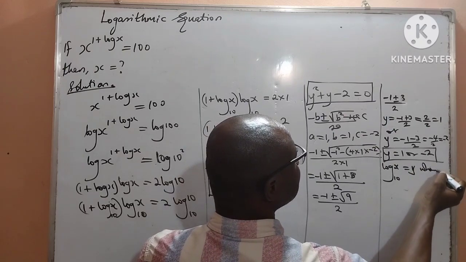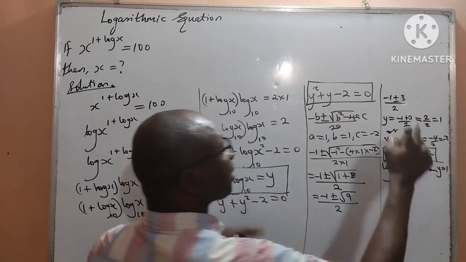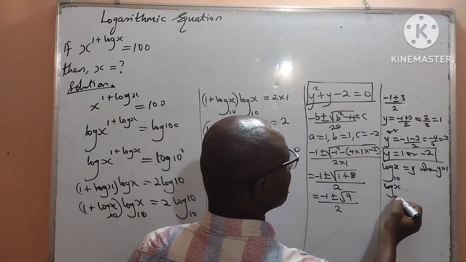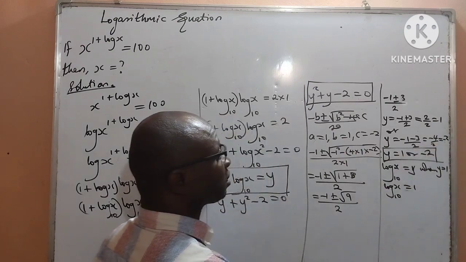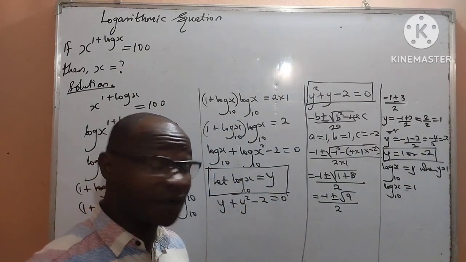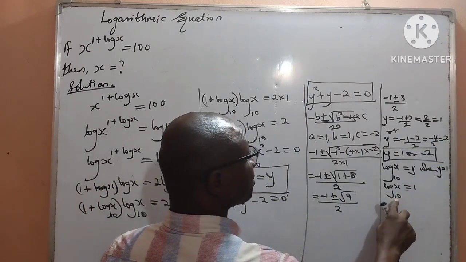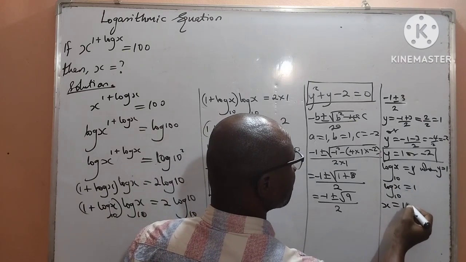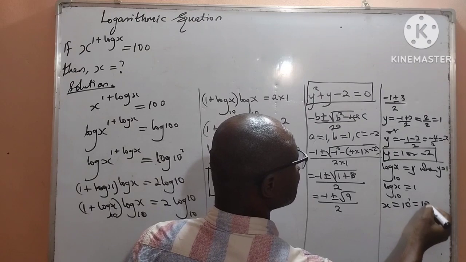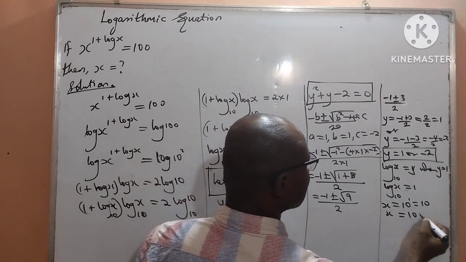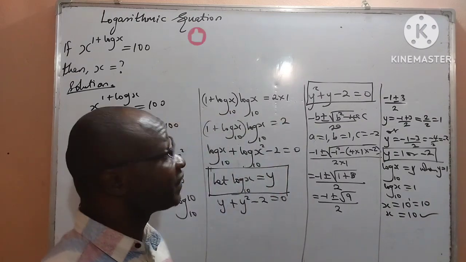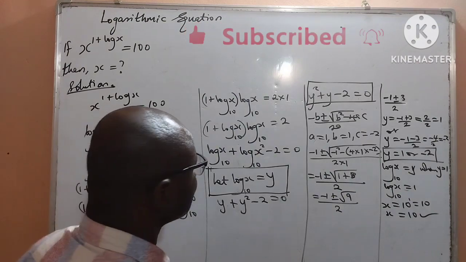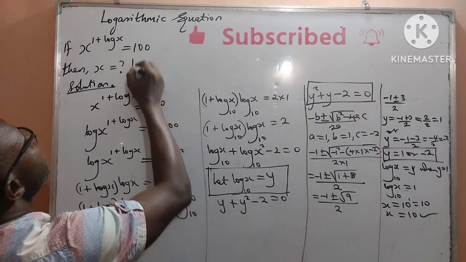Okay? When y is equal to 1 here, I will now have it that the logarithm of x base 10 is equal to 1. By definition of logarithms, this means that the base raised to power 1 is equal to x. So x is equal to 10 raised to power 1, and that is 10. So x is equal to 10. First answer for the value of x. Very good.